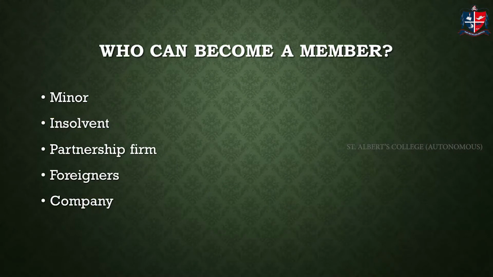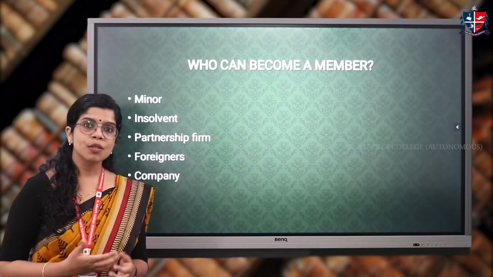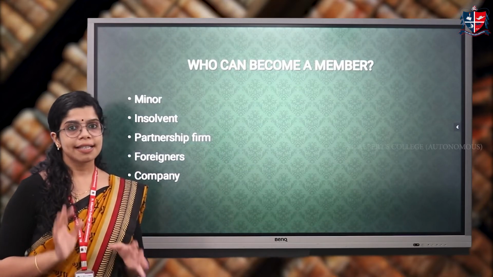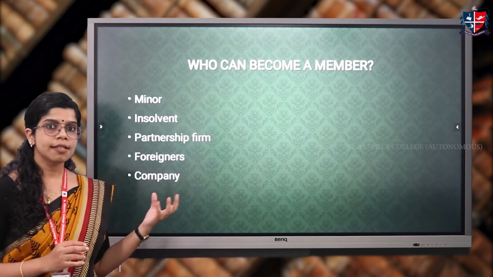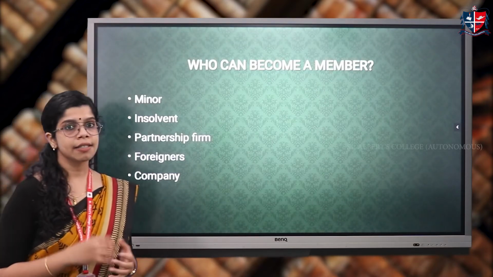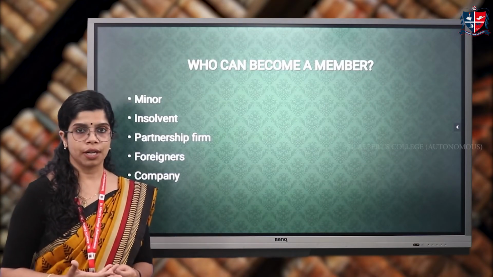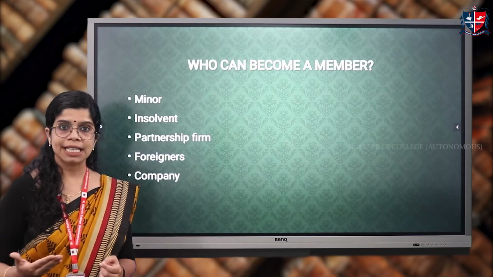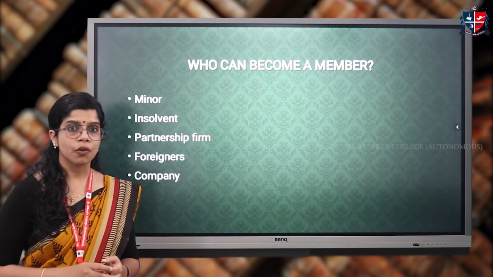Who can become a member of a company? These parties can become a member of a company. Basically, the rule here is that any person who is competent to contract is eligible to become a member of a company. But there are certain provisions with respect to these people. As far as a minor is concerned, we know that the general rule is that a minor is not competent to contract. He doesn't have the capacity to contract.